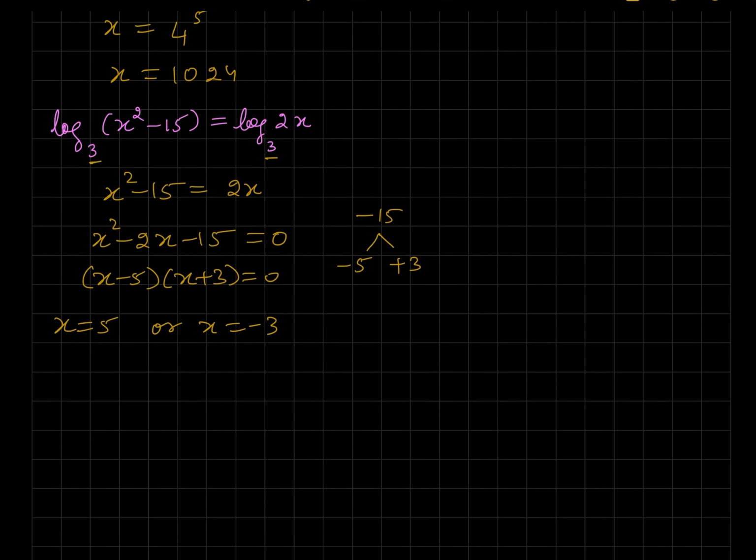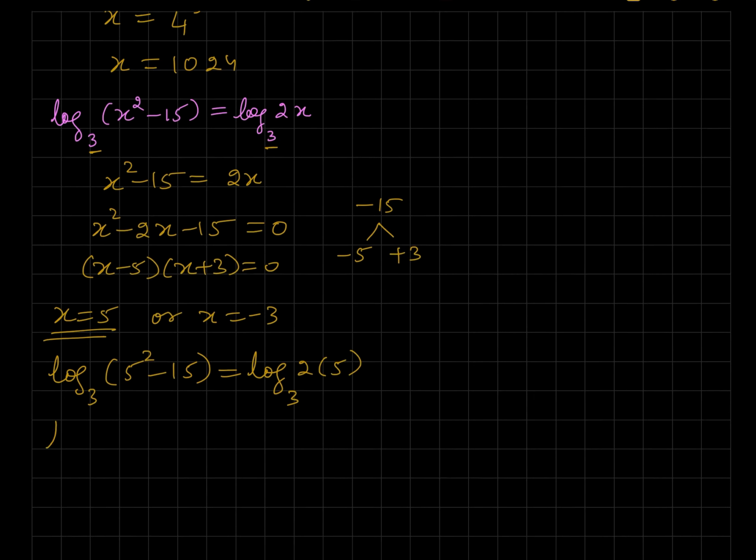So I will first plug in x equal to 5. So here let me do log to the base 3 of x square, which is 5 square minus 15, equals log of 2 times 5 to the base 3. So now what is this? This is log to the base 3 of 25 minus 15, which is 10, and log to the base 3 of 2 fives, which is 10. So yes, my left hand side and right hand side are equal. So x equal to 5 is a valid solution.